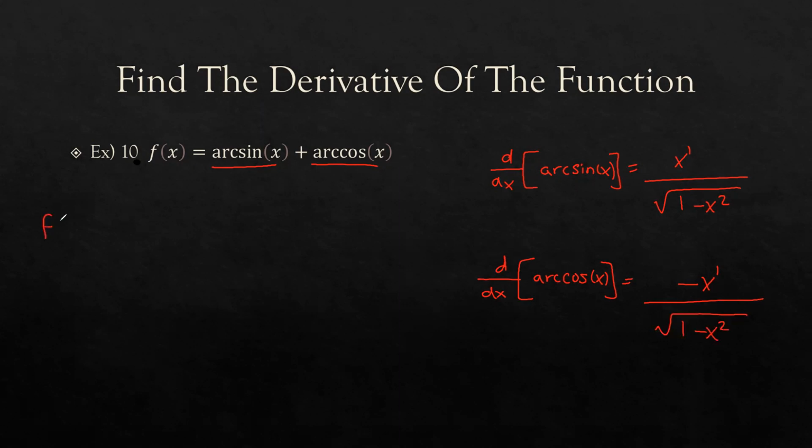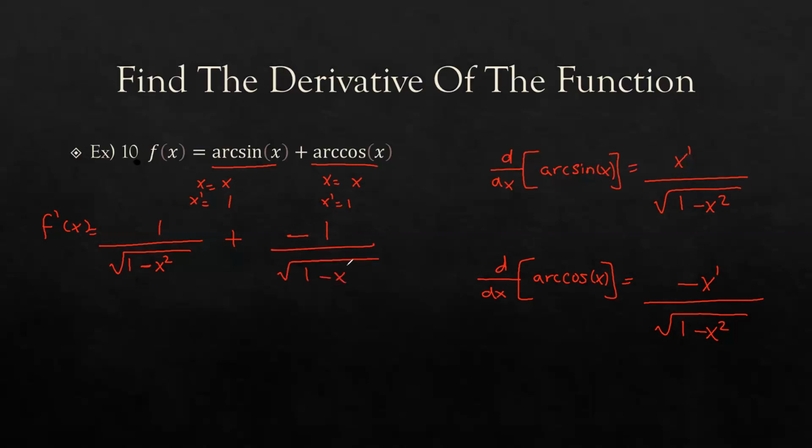Okay, so f prime of x is the derivative of arc sin of x, which is x prime. Our x is just x, so x prime is just 1. So it's 1 over square root of 1 minus x squared, plus the derivative of arc cosine, which is negative x prime. Again x prime is 1, so it's negative 1 over square root of 1 minus x squared.